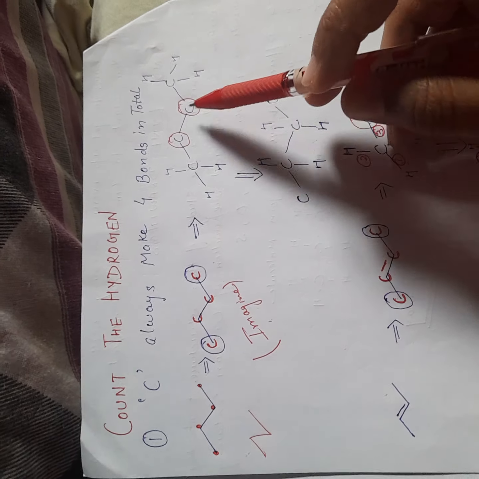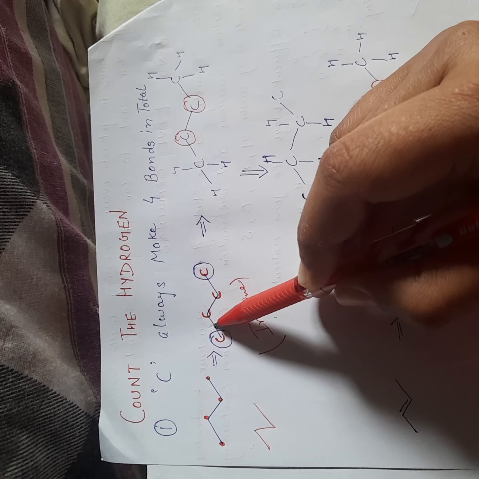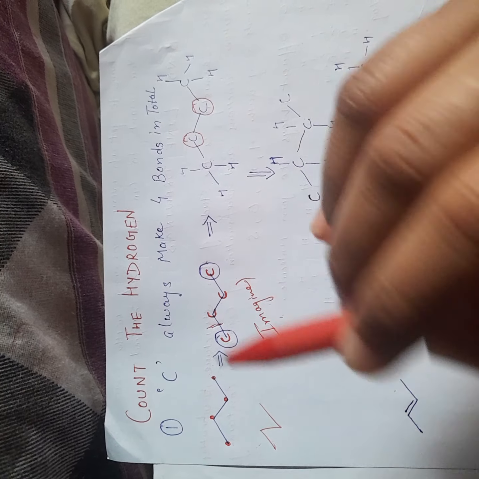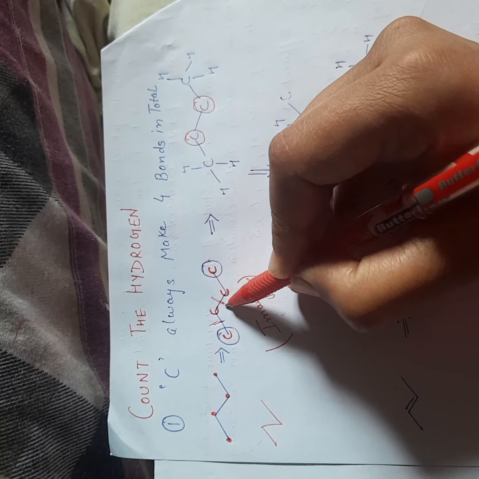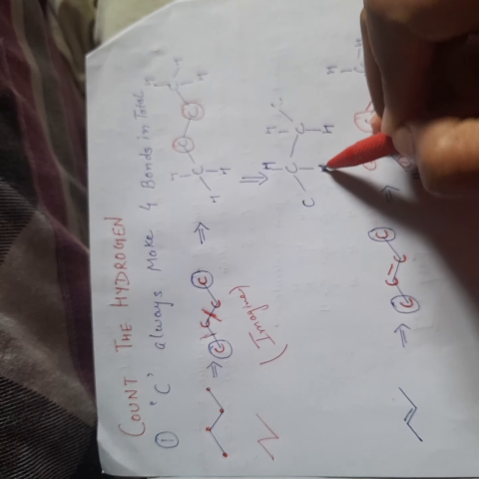Second, look at these two carbons. These two carbons each have one bond with the neighboring carbon. I have marked one bond with this carbon, so it has two bonds. The remaining two are with hydrogens.